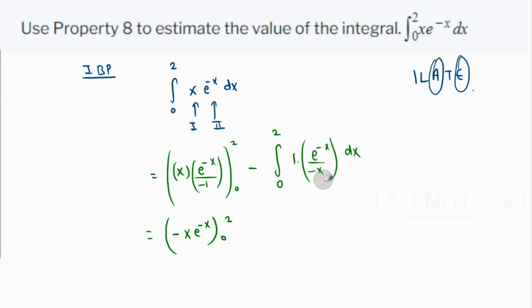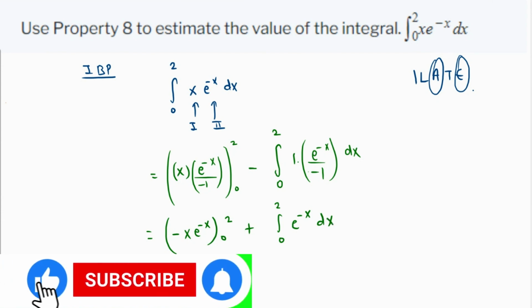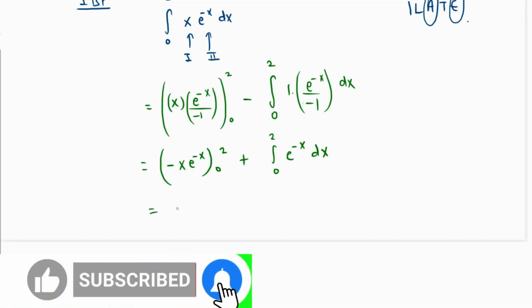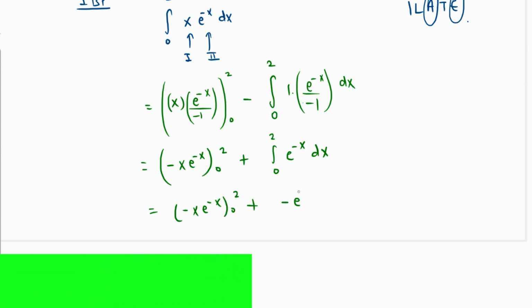I'm sorry, there's one correction over here. This is e raised to minus x over minus 1. Minus and minus will become plus. So that's plus the integral from 0 to 2 of e raised to minus x dx. And all we have to do is integrate that other part as well, as in the integration of e raised to minus x is minus of e raised to minus x within the limits of 0 to 2.